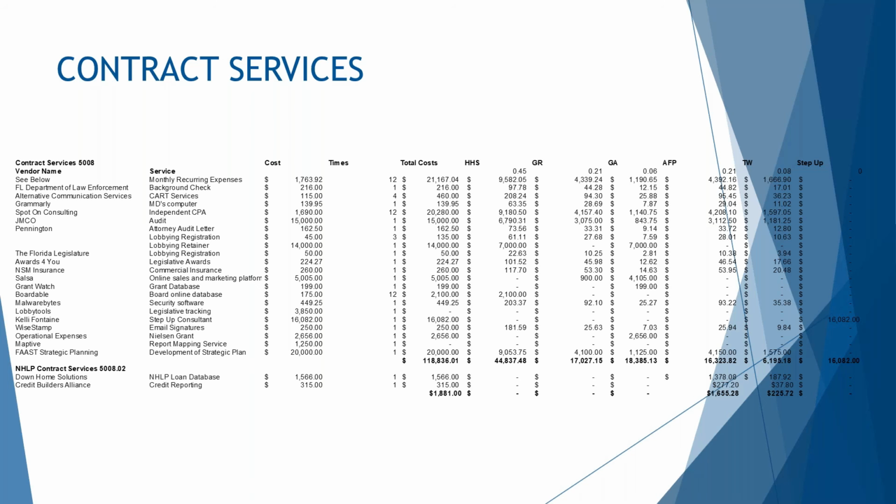You can see that the independent CPA is here. I believe our financial audit is here as well. And then also some of those monthly expenses. Our consultant for the Step Up contract is here, Kelly Fontaine. And then we included our Nielsen grant operational expenses here. And then the strategic planning total that we were hoping to spend for the board to develop a strategic plan for the organization is here. And then we also include the NHLP contract services, which is the software that Eric uses, the Down Home Solutions, to track the loans, and then our Credit Builder Alliance credit reporting subscription.